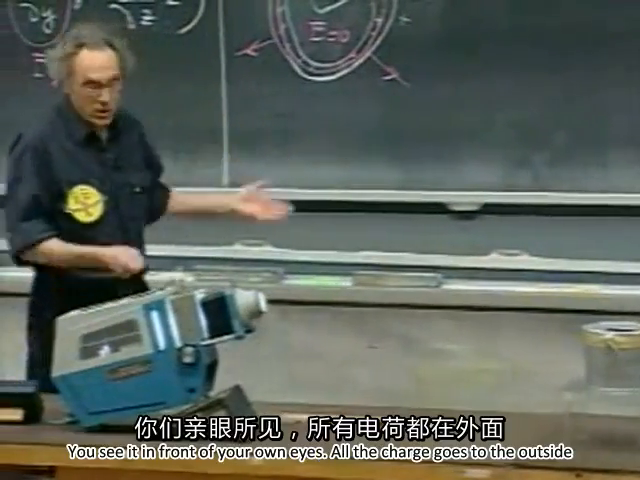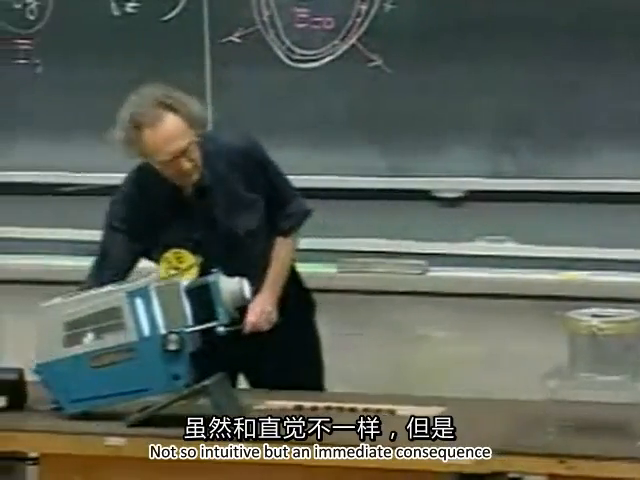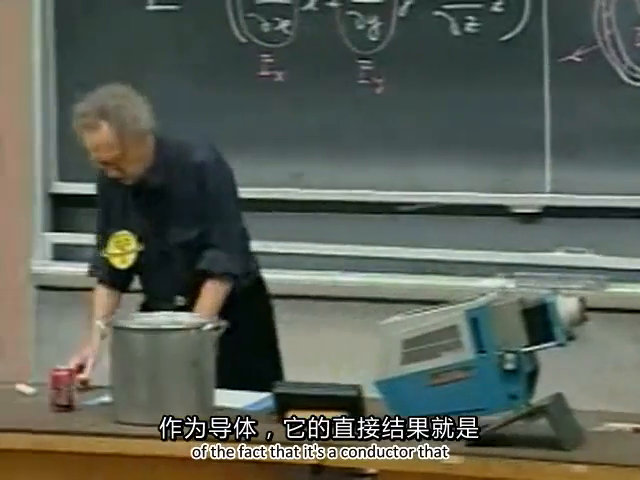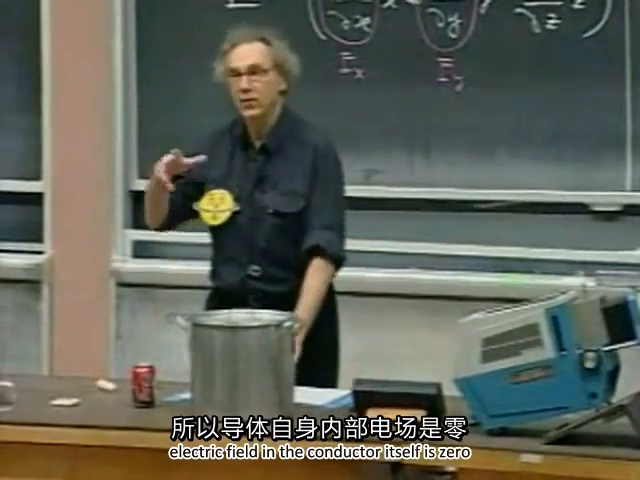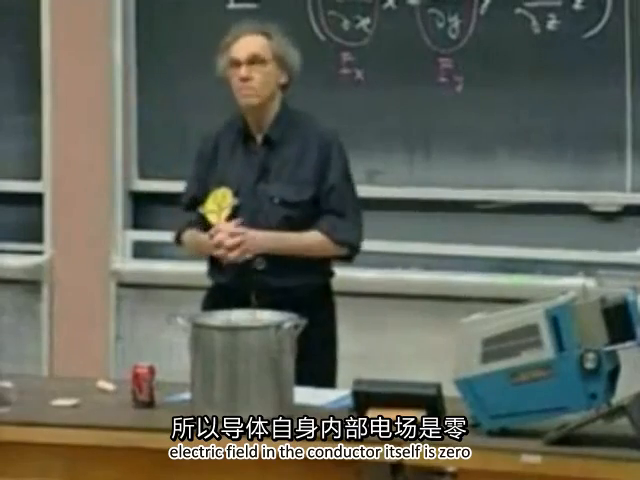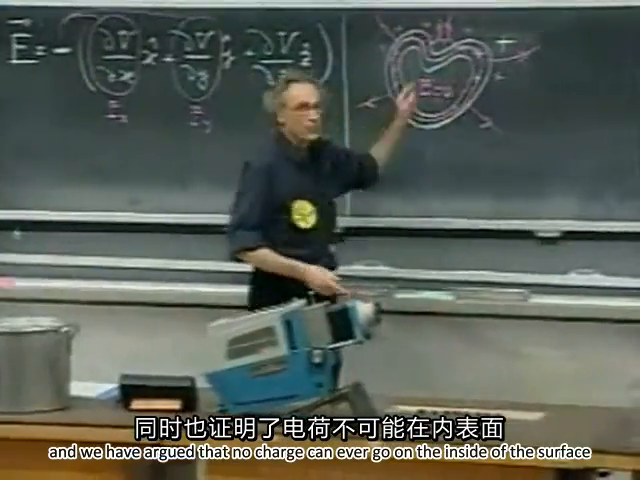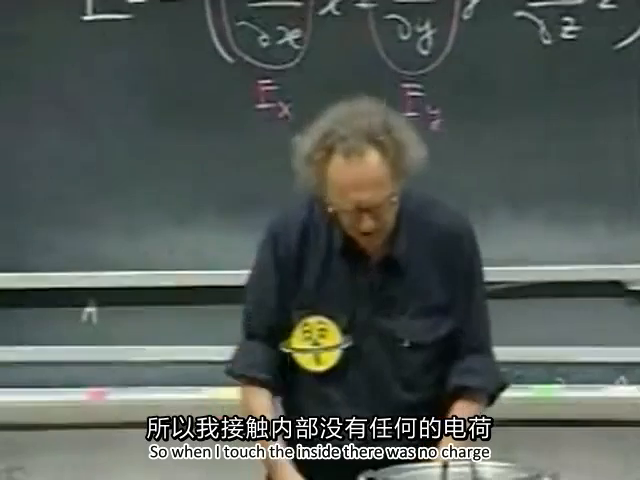demonstrated. So you see it in front of your own eyes. All the charge goes to the outside. Not so intuitive, but an immediate consequence of the fact that it's a conductor, that the electrons will move freely, so that the electric field in the conductor itself is zero. And we have argued that no charge can ever go on the inside of the surface. It all stays on the outside. So when I touch the inside, there was no charge.